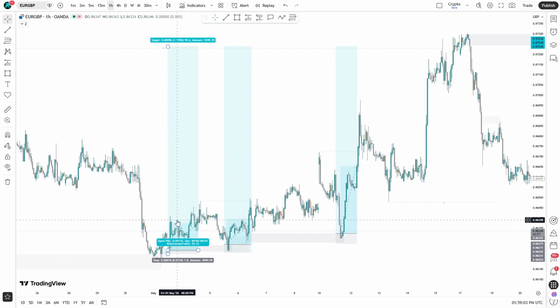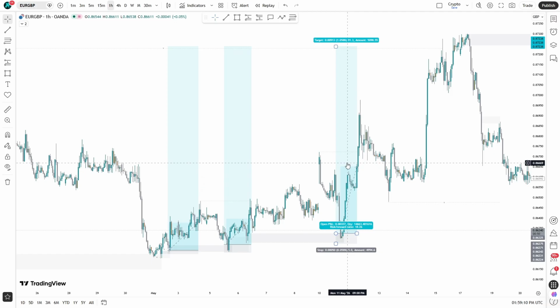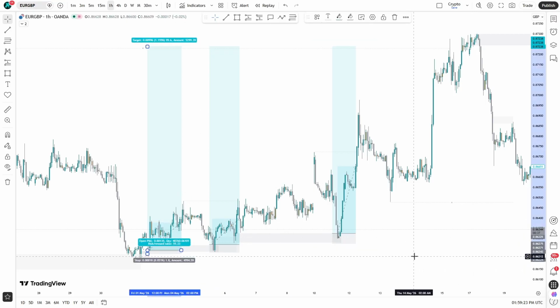The 5 minutes mitigation, the 5 minutes demand, 2 minutes demand, and another 15 minutes demand. So this is what it looks like. So let's go down to another lower time frame. Then in this case, what we will focus on is this first trade here. Let's go to the 15 minutes time frame.